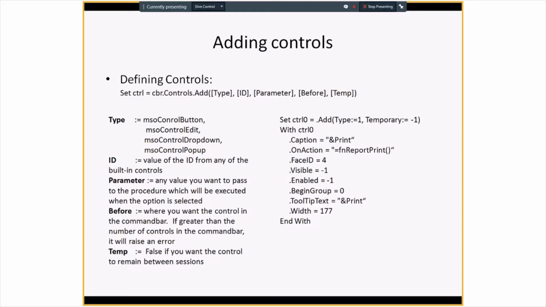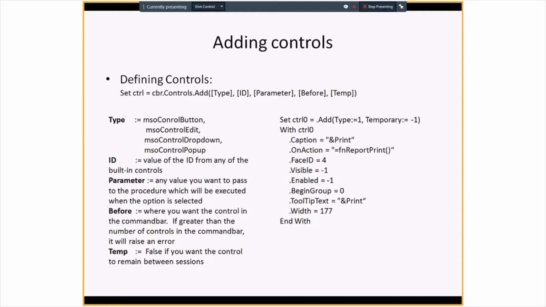By default, I just leave that blank, and it will put it at the bottom of the stack of controls in that particular command bar. And then again, you can identify whether this control is temporary or permanent by setting the value of the temp argument. I generally create my controls as permanent, so temp is equal to false.